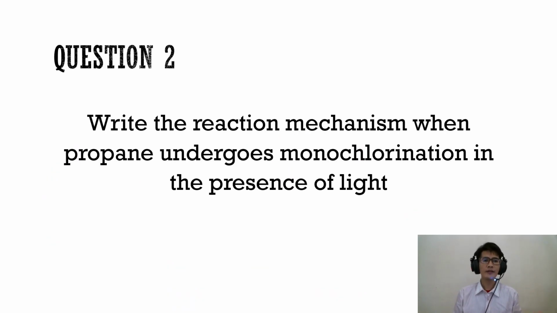Okay, so for question number 2, write the reaction mechanism. This is LO number 9. When propane undergoes monochlorination in the presence of light. Actually, here I made a mistake. This is not propane. As I told you earlier, propane is your exercise in the tutorial, so that we will discuss in the tutorial class with your respective tutor. So in this lecture, we want to discuss the mechanism of the ethane.